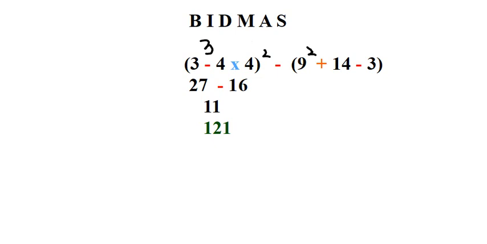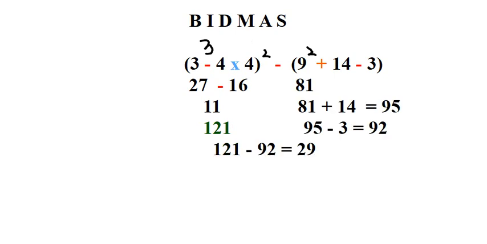So what we would do is 4 times minus 4, and that would give us minus 16. Now, the final step to do inside the bracket would be 27 minus 16, and that would give us 11. So finally we have 11 squared, and 11 squared, hopefully if you remember your times tables, would give you 121. Now, over to the right side of this equation, brackets 9 squared would give us 81.